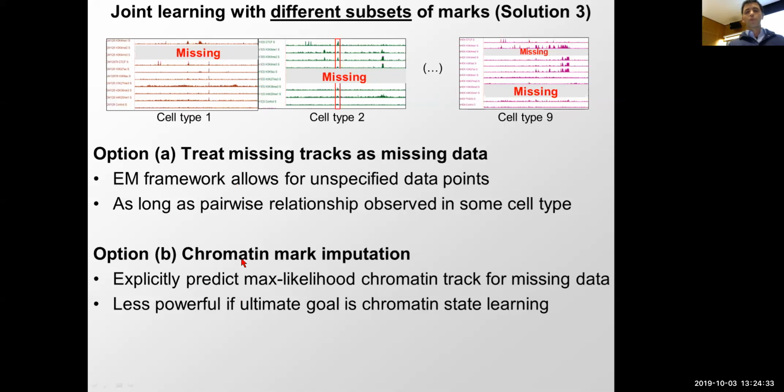But you can do something much more fancy, which we're going to talk about in the next section of this class, in about 5 minutes, which is to impute chromatin marks. So basically explicitly predict the maximum likelihood chromatin track for the missing data. Instead of integrating over all values of that missing data, just predict the maximum likelihood estimate of that data given all your other marks across cell types and within that cell type. And this allows you to have peak calls for the missing data. This allows you to have all kinds of stuff for the missing data.